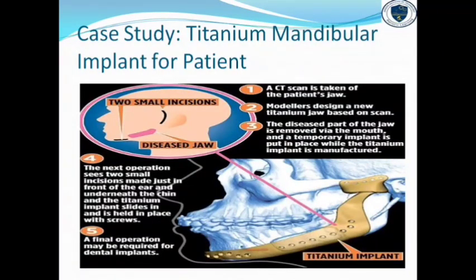The second case, this one also made of titanium. This is a mandibular implant for the patient. The disease started in this particular jaw, so they removed the total part. After that they got this artificial part, that means a prosthetic kit here.